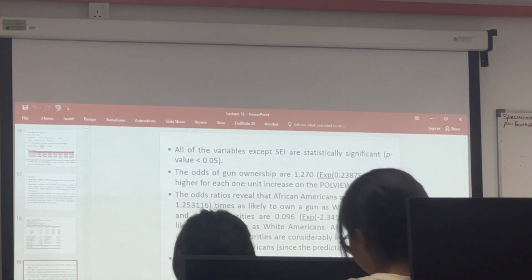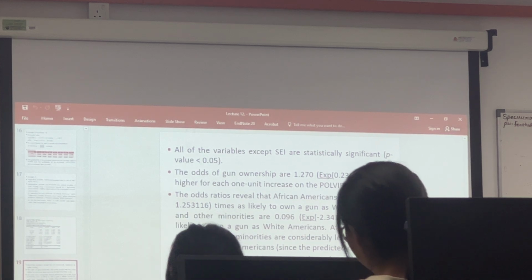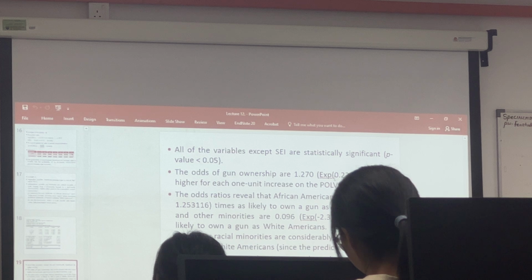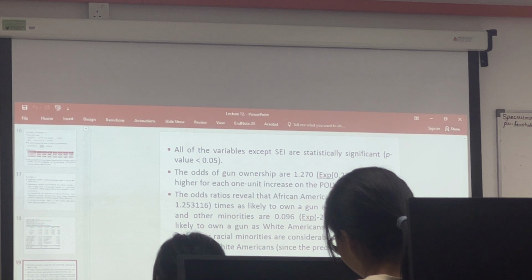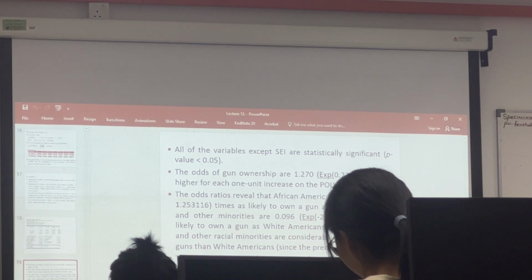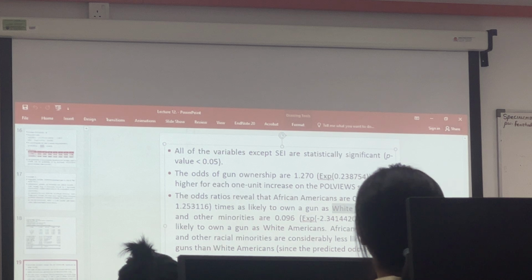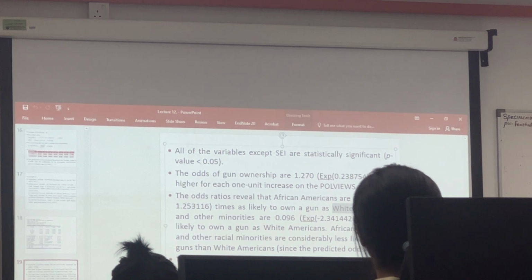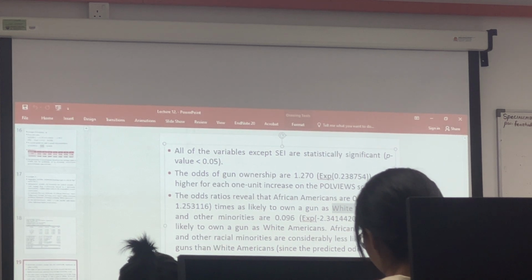The odds of gun ownership are now slightly different. We get 1.27 because it is the exponent of this. So we can say that the odds of gun ownership are 1.27 times higher for each one increase on the political views scale. The odds ratio reveals that African Americans are 0.286 times as likely to own a gun as white Americans. Why? Because white American is our reference category. So we compare to the reference category.